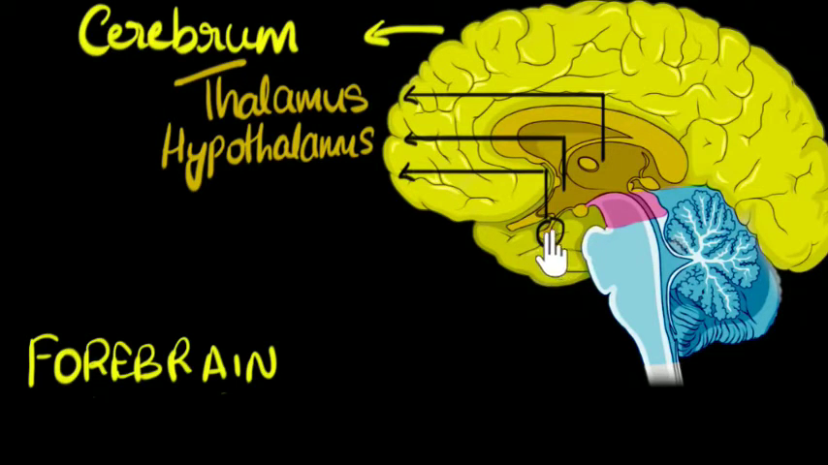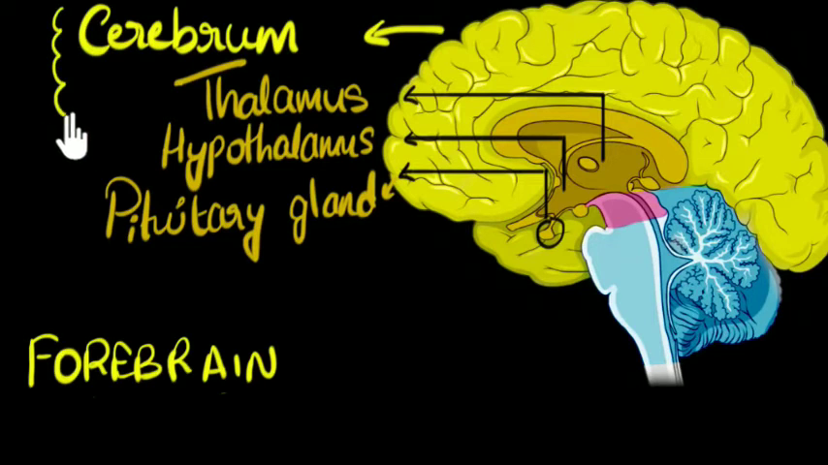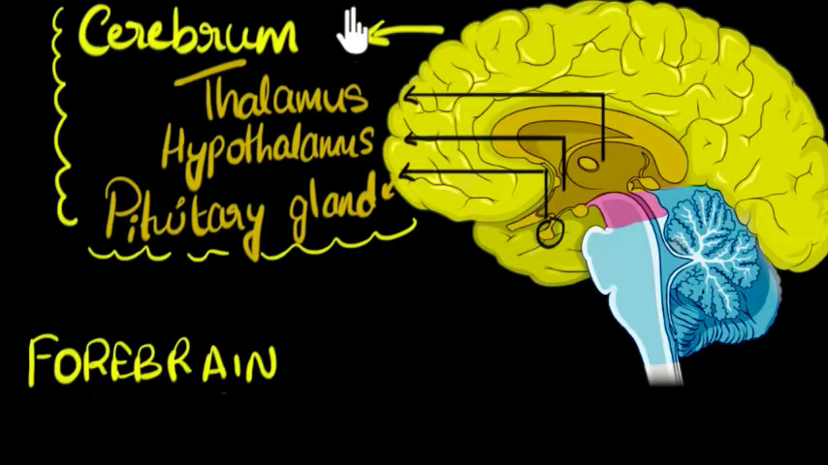The pituitary body has control over the endocrine system. What is endocrine? The production of hormones, right? So the pituitary gland is called the master gland. Okay, so these are the four major areas which come under the forebrain: the cerebrum, thalamus, hypothalamus, and pituitary gland.